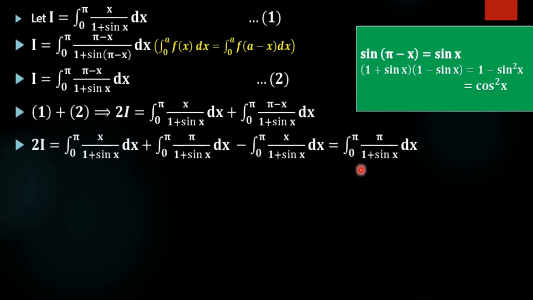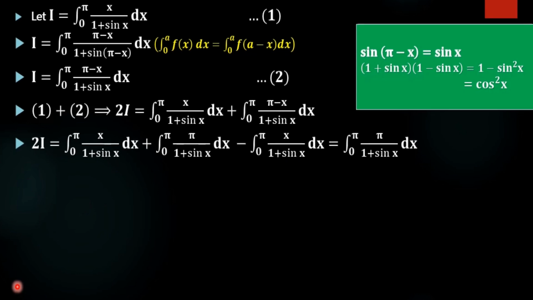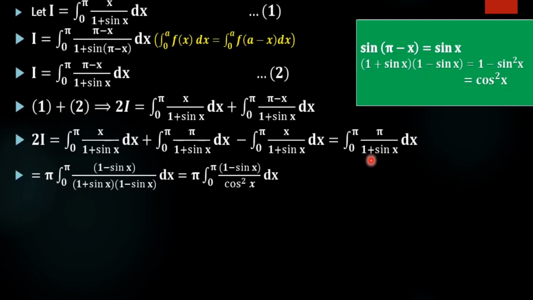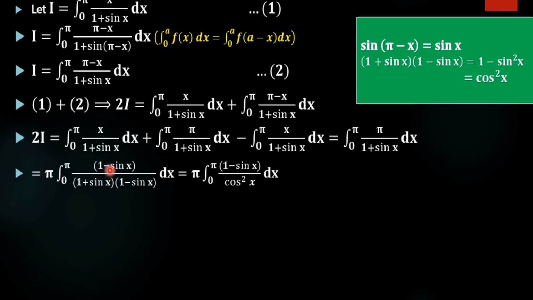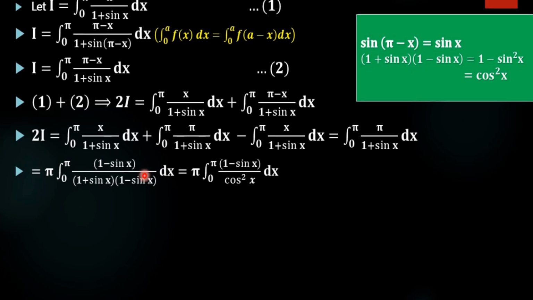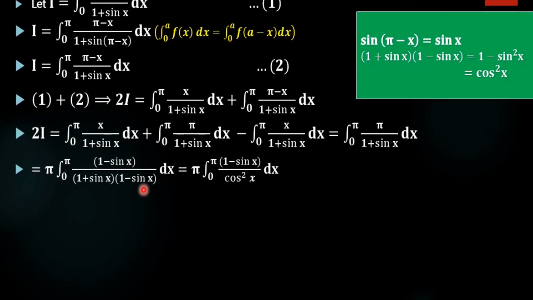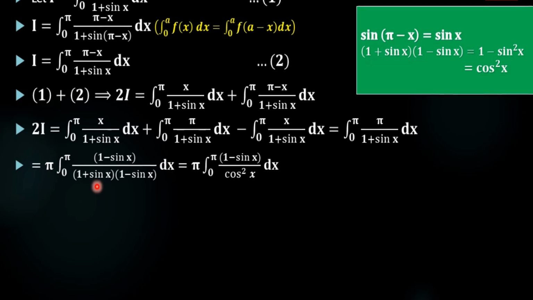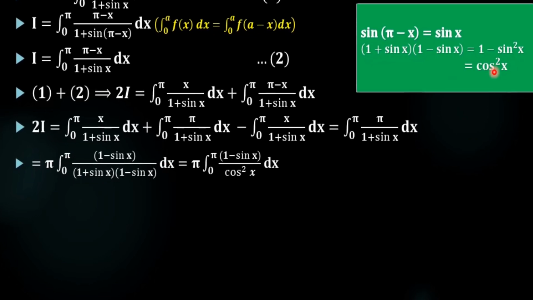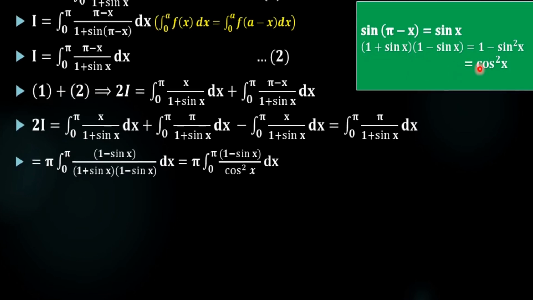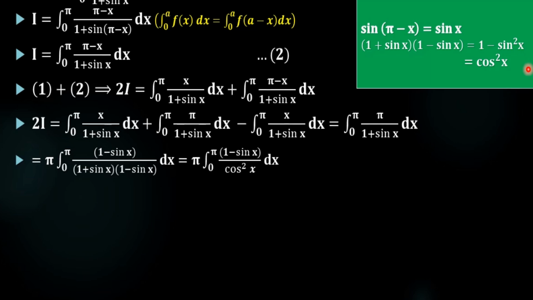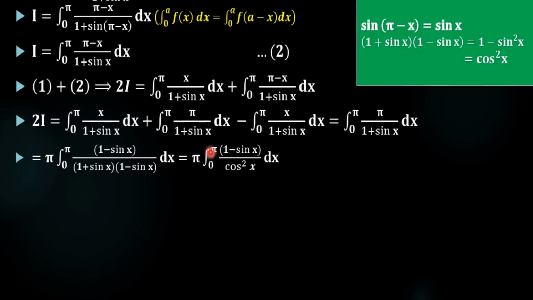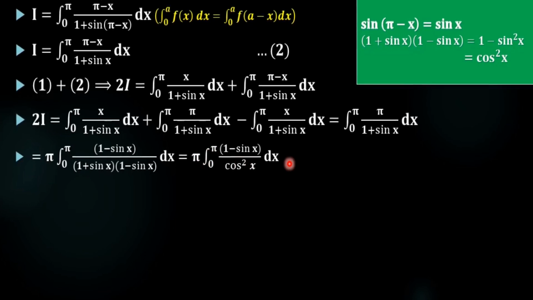Next, we have to find the value of this function. In order to find it, we are multiplying numerator and denominator by 1 minus sin x. That is numerator by 1 minus sin x, denominator by 1 minus sin x. Now, 1 minus sin x whole divided by 1 minus sin square x. What is that? a plus b into a minus b is equal to a square minus b square. What is 1 minus sin square x? That is cos square x. That is pi into integral 0 to pi of 1 minus sin x divided by cos square x dx.